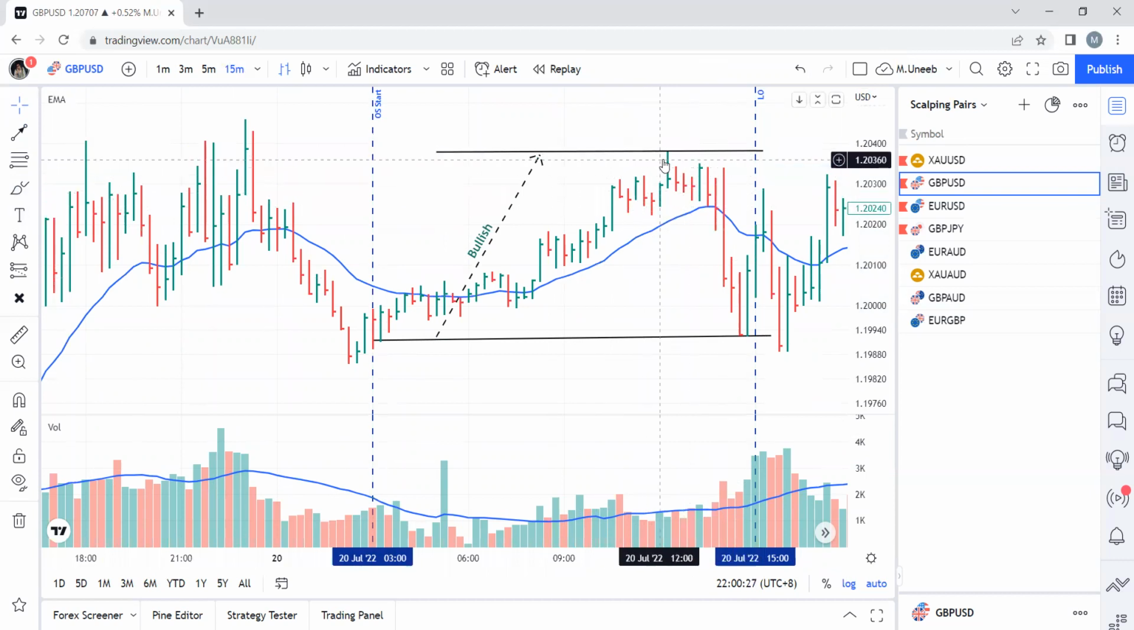And how about now? Before, when the price comes to this point, once the price comes to this point here, let's draw another structure starting from here, high and low. So this is the first one, starting from here.